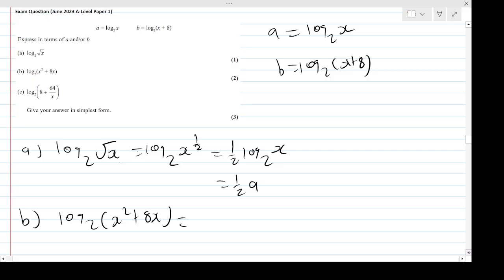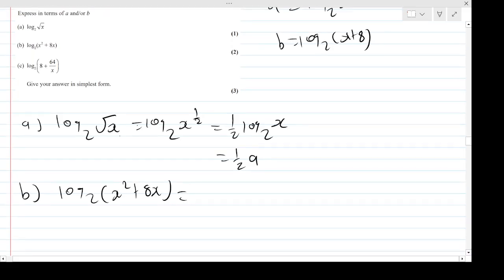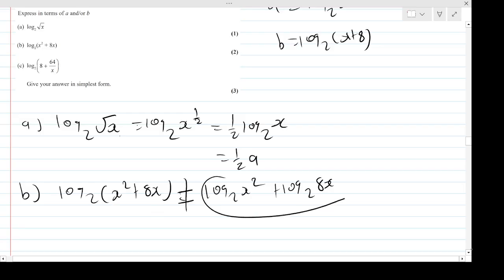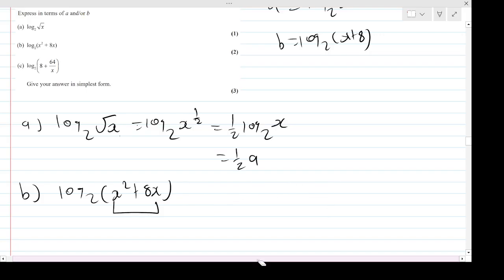So it's not really apparent what we can do. What you cannot do, okay, very common pitfall: you might think we're adding, so you can say log base 2 of x squared add log base 2 of 8x. That, remember, cannot happen. When we're using the addition law, the addition has to be outside the log, right? But if we're adding inside the log, we can't do anything to that. Only adding two logs together. I just want to make that very clear, okay? We cannot use the addition log law at this point.